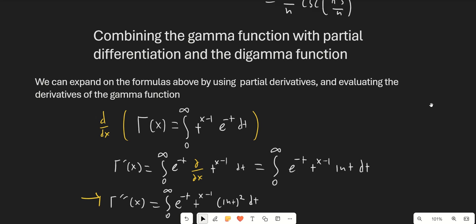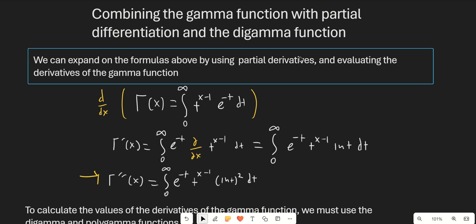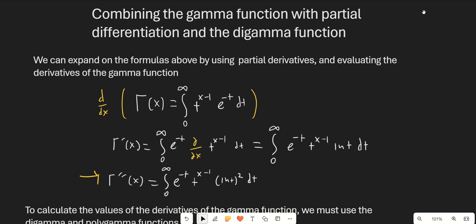Now, finally, the most important trick right here with the gamma function is combining the gamma function with partial differentiation and the digamma function. Now, I have a few examples and an explanation here, but if you want more explanations, I do have another example using the gamma and beta functions in my video on Feynman's trick, so I'll go ahead and link that as a card as well if you want to check that out.